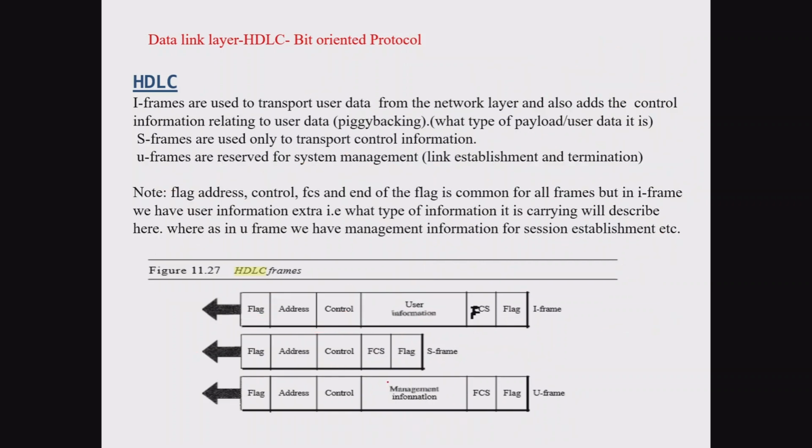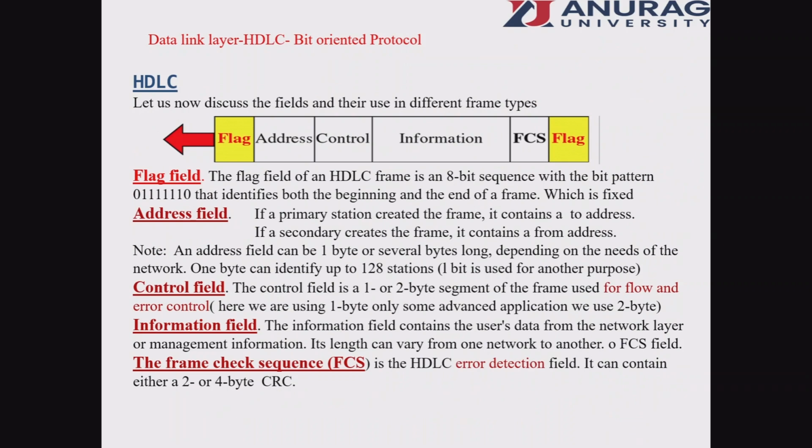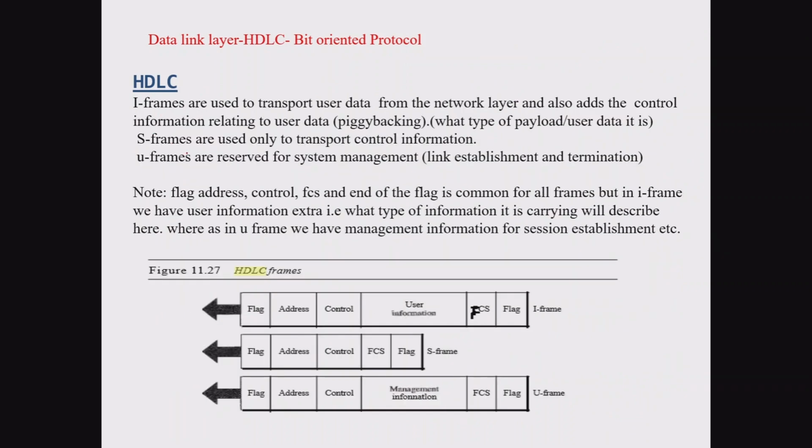What is the meaning of management information? U frames are reserved for system management. What is system management? You can consider the establishment of the link as well as its termination. I frames are used to transport the user data from the network layer and also add the control information related to the user data. Along with the user data we add the control information, which is what we call the piggybacking operation.